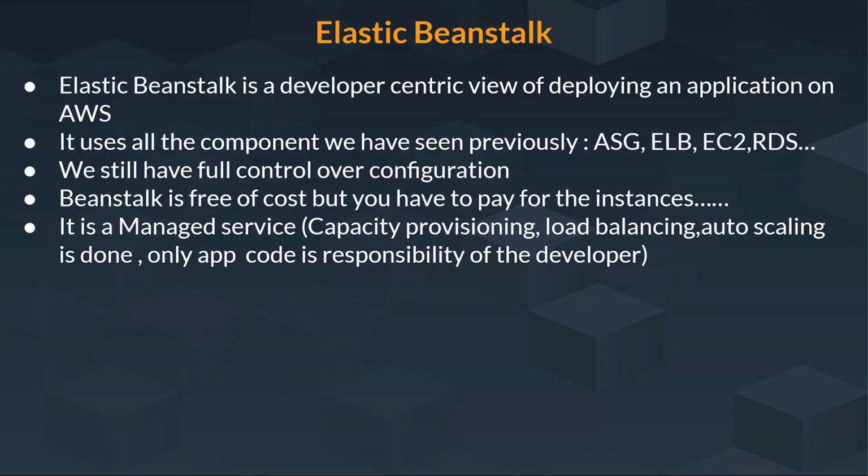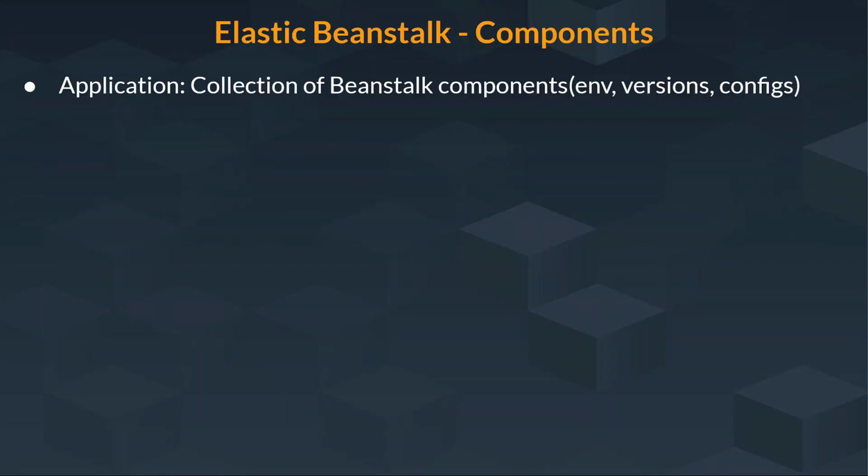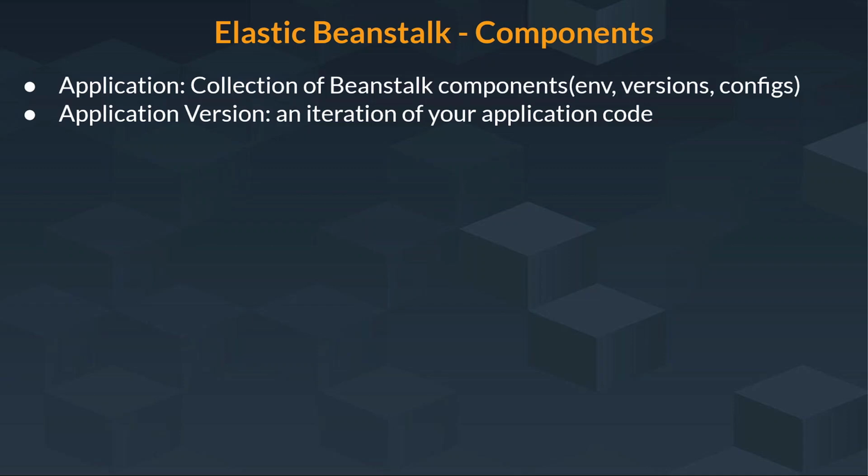Only the app code is the responsibility of the developer. The application is a collection of Beanstalk components, like environment, version control, and configuration management. All these things are done here. Application versioning is an iteration of your application code. Whatever application you are having, you write it and then iterate it with some updates and corrections. That is supported by Elastic Beanstalk.